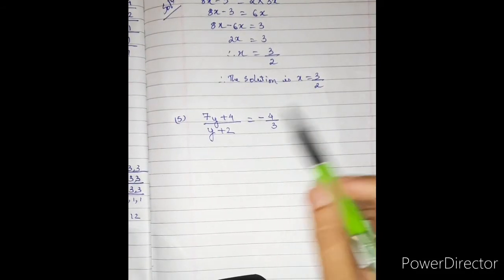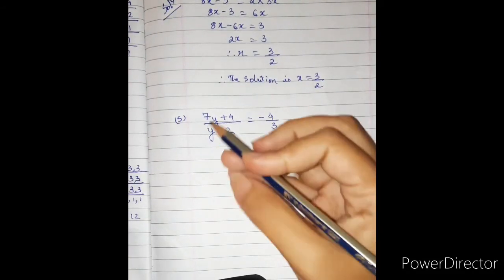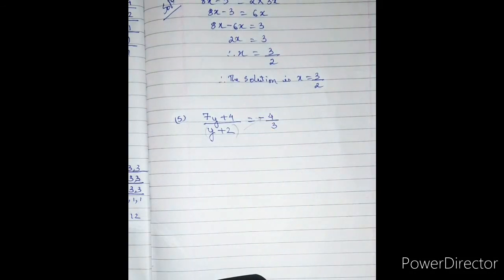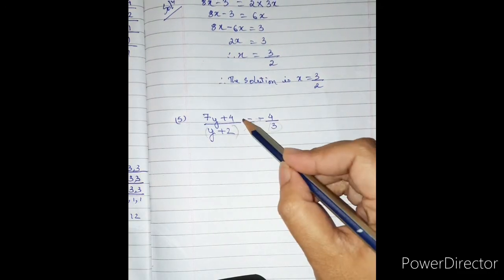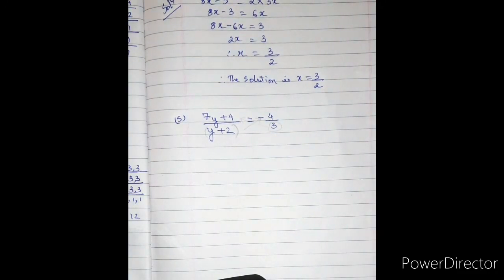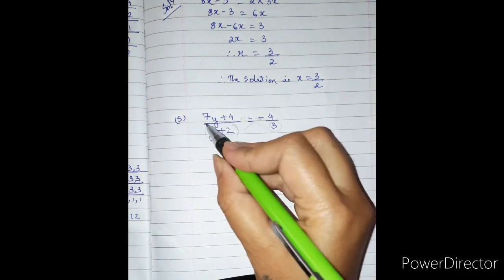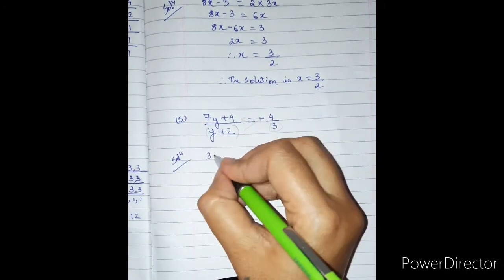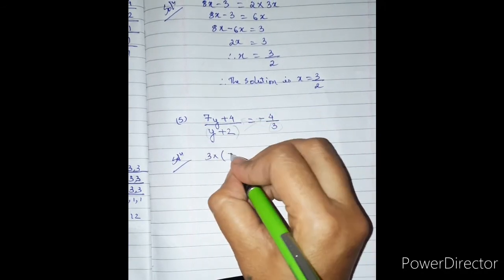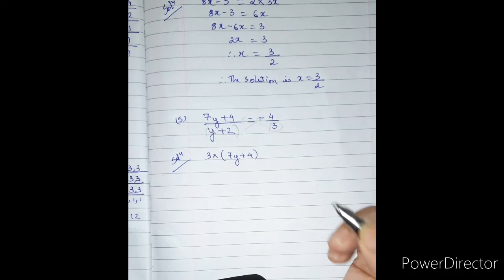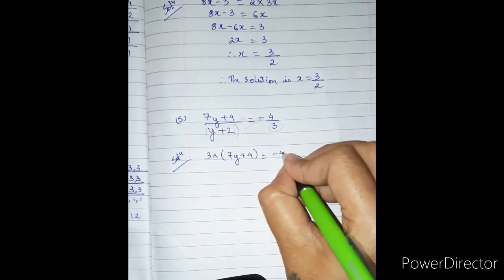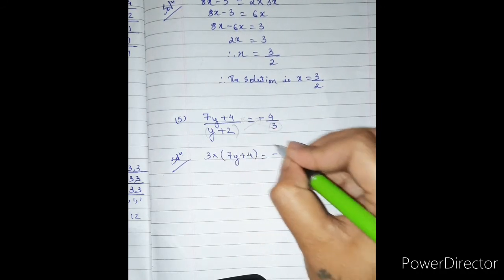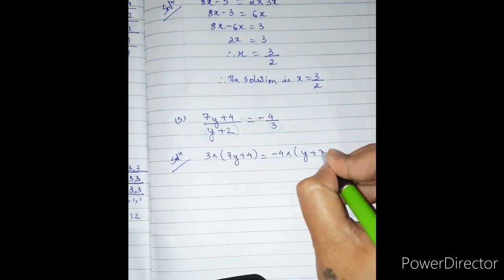Here it's also the same. You cross multiply. What we do is we take this whole term and multiply with this number -4, and this 3 we will give for this one, so that you get a linear equation. So 3 we will multiply with this whole thing. So 3 multiplied by 7y plus 4 into brackets, which is equal to -4. Minus sign is there. Minus 4 multiplied by this whole thing, y plus 2.